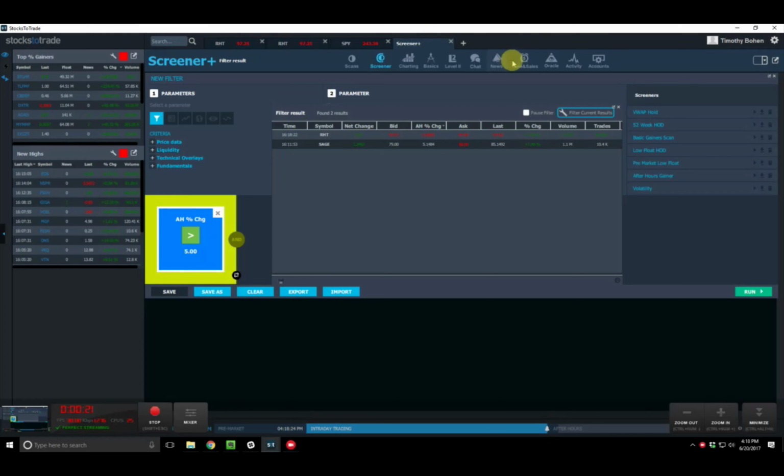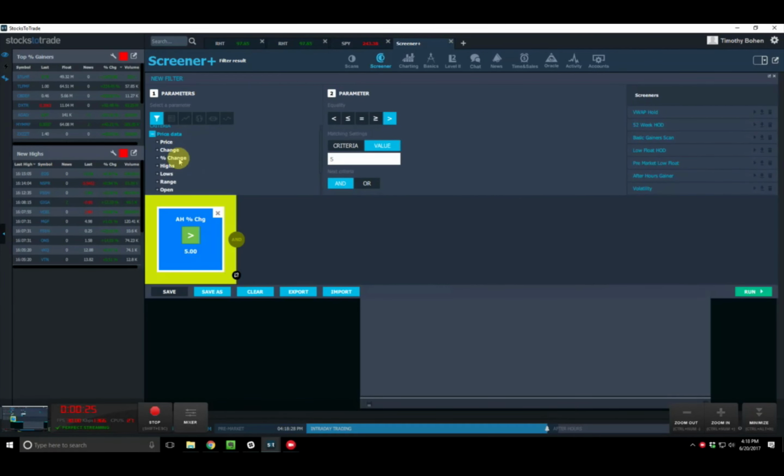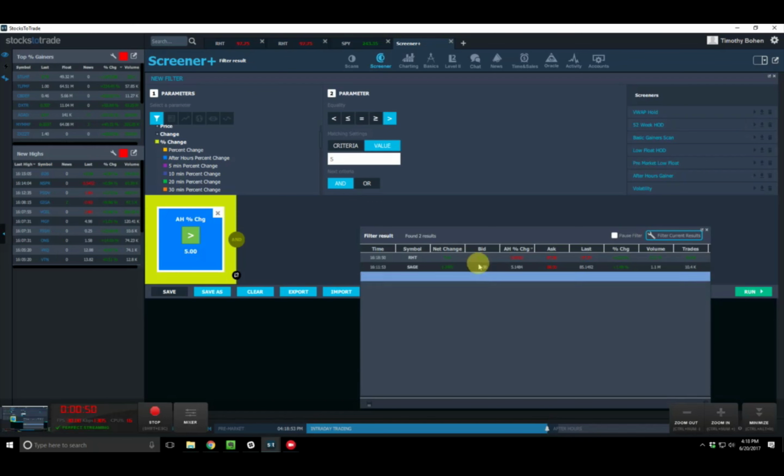So what we're looking at is a very basic scan where I go to the price data, percent change, and then we have an after hours percent change criteria. I always like simple, is what I recommend. When I'm looking at stocks after hours, I'm usually at my desk till 5 or 6 p.m. I always want to know if there's a stock up more than 5% after hours with volume.